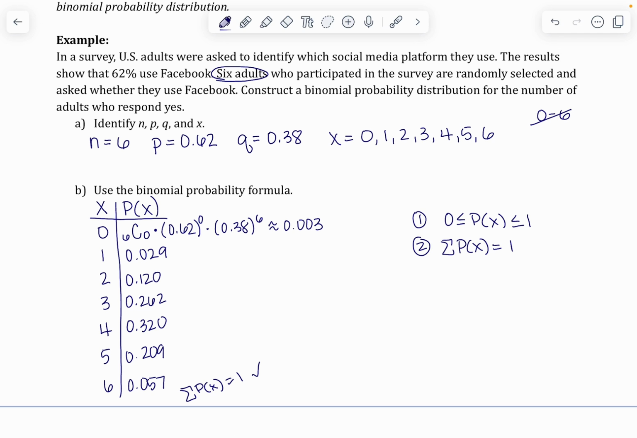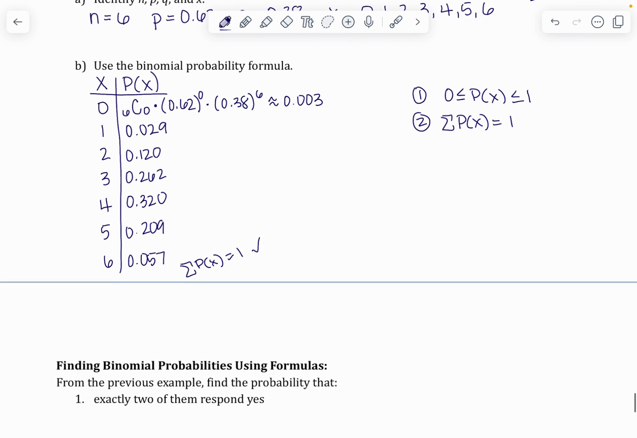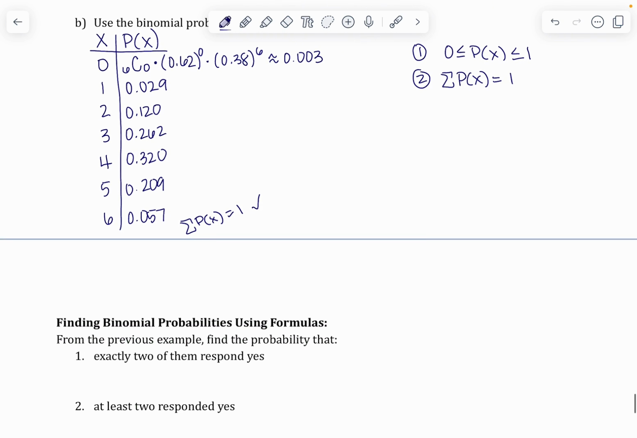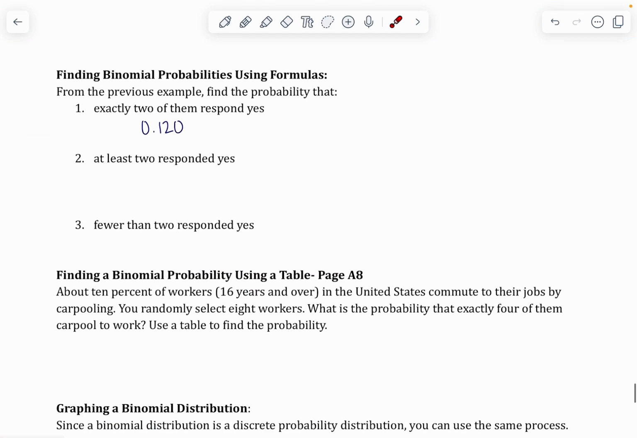Okay, now that we have this table, we're then able to answer some questions. So, from the previous example, if we want to find the probability that exactly 2 responded yes, we already know that our answer is 0.120. From our table, when x equaled 2, our probability is listed. So, knowing that, let's look at a couple others.